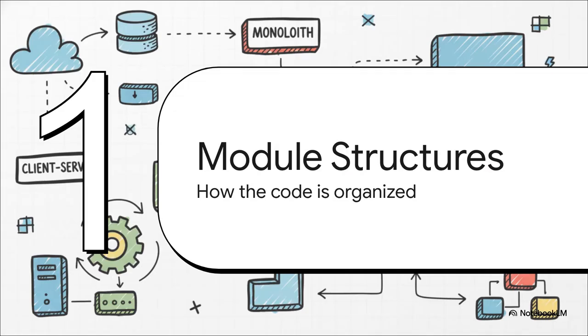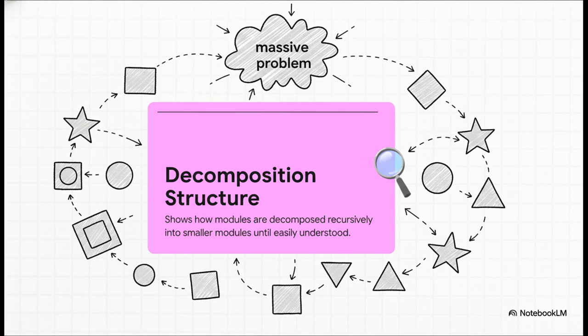Okay, so module structures. This is all about the code itself before it's even running. Think of it like how the source code files are organized on a developer's computer. Getting this part right is absolutely key for making the software easy to change and maintain later on without causing a total disaster. The most basic and honestly the most important type here is the decomposition structure.